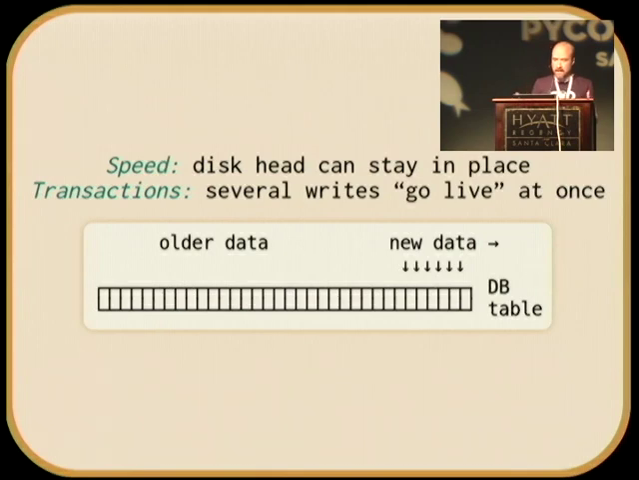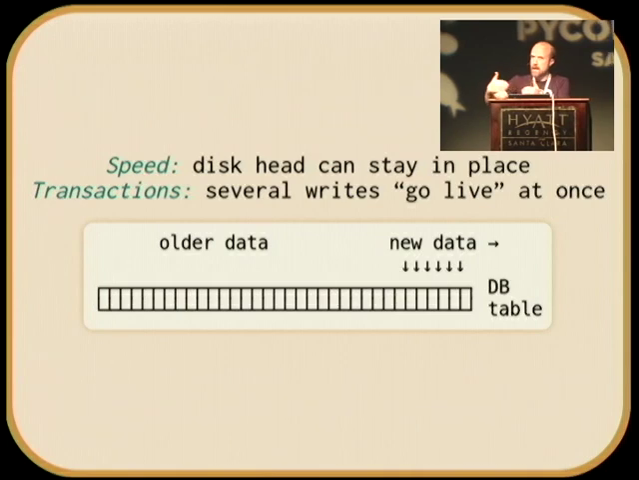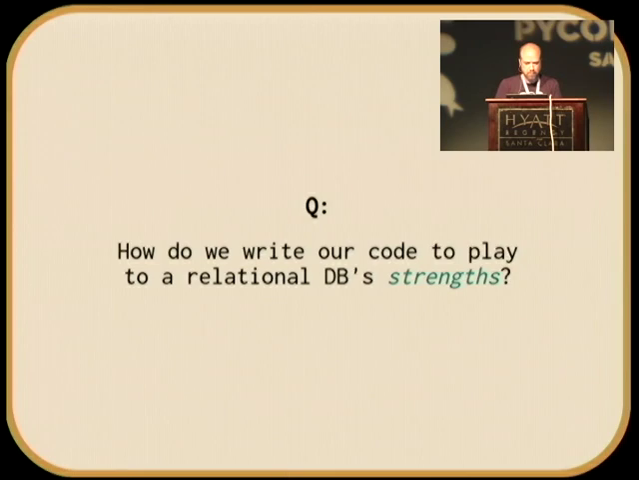This provides incredible speed because during a heavy period of writes, the disk head can just sit there writing block after block after block to the same track on the disk. And it also provides what databases call transactions, where you might want to update several values in your database and have it go live at once. That's done by appending the new values you're writing, and then if you cancel the transaction, it just never marks them as live. And the old copy of the row further back in the table remains the authoritative one.